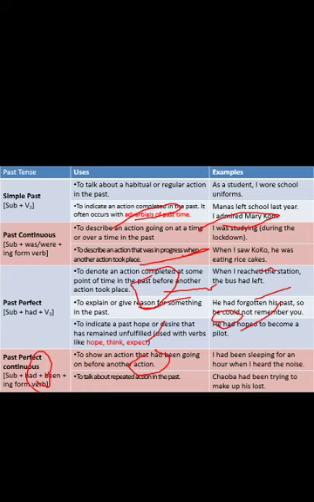Say, for example, he had been sleeping for an hour when I heard the noise. So say suppose I heard a noise and I woke up.